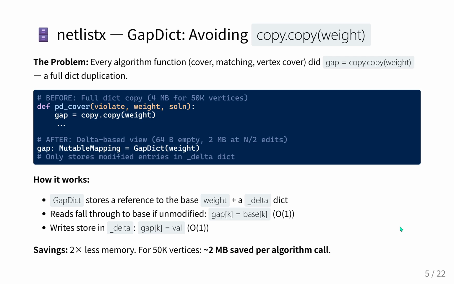That is brilliant. The presentation noted this saved about 2 megabytes per call for 50,000 vertices. Which completely changes the performance profile. But, and this is crucial, there are always trade-offs. Right. It's never a free lunch.